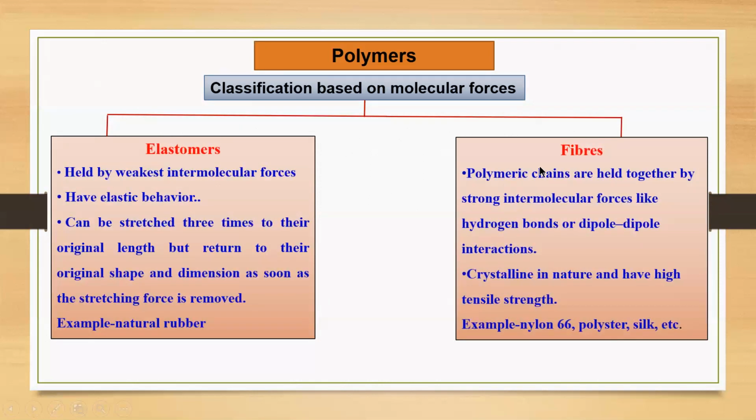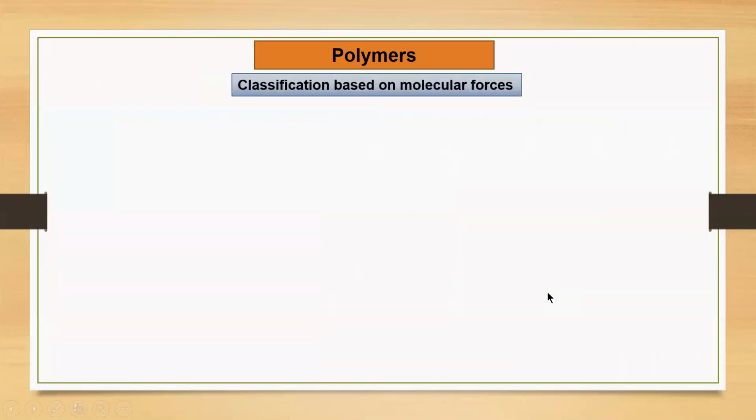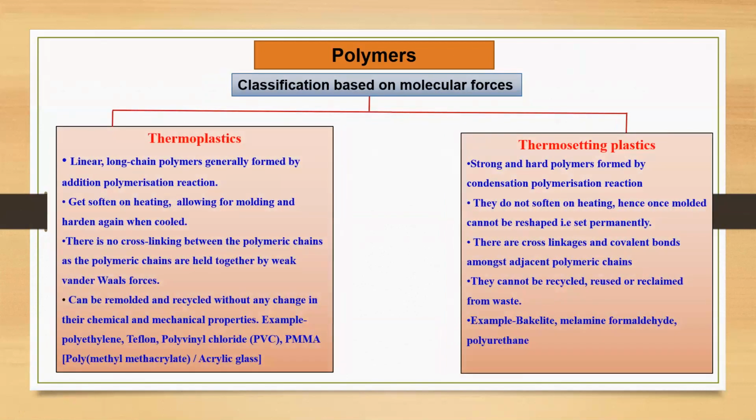And coming to fibers, we are already familiar with the fibers that we use, that is polyester, silk, nylon 66. In these, the polymeric chains are held together by strong intermolecular forces like hydrogen bonds or dipole-dipole interactions. Since the polymeric chains are interlinked via strong bonds, they are crystalline in nature and have high tensile strength. Next, in the category of molecular forces, very majorly, we'll be discussing thermoplastics and thermosetting plastics.